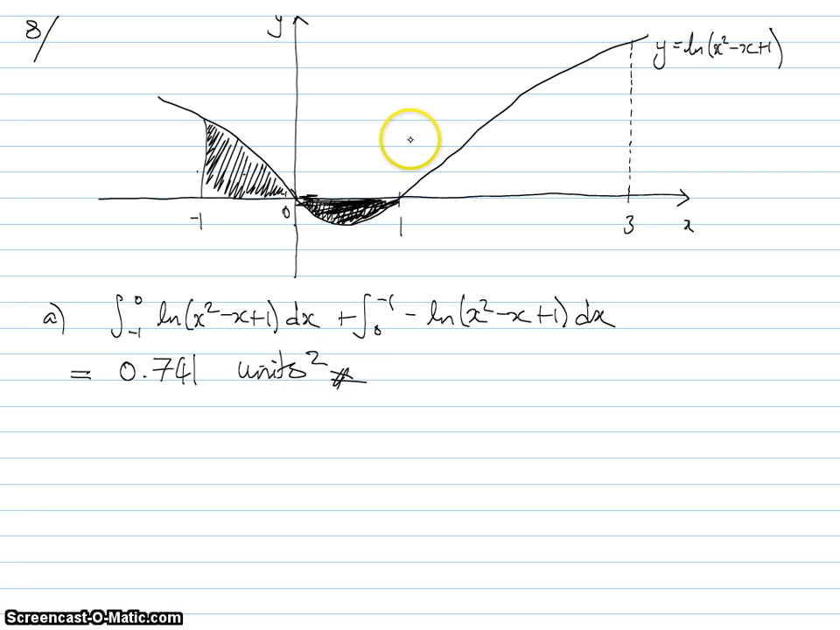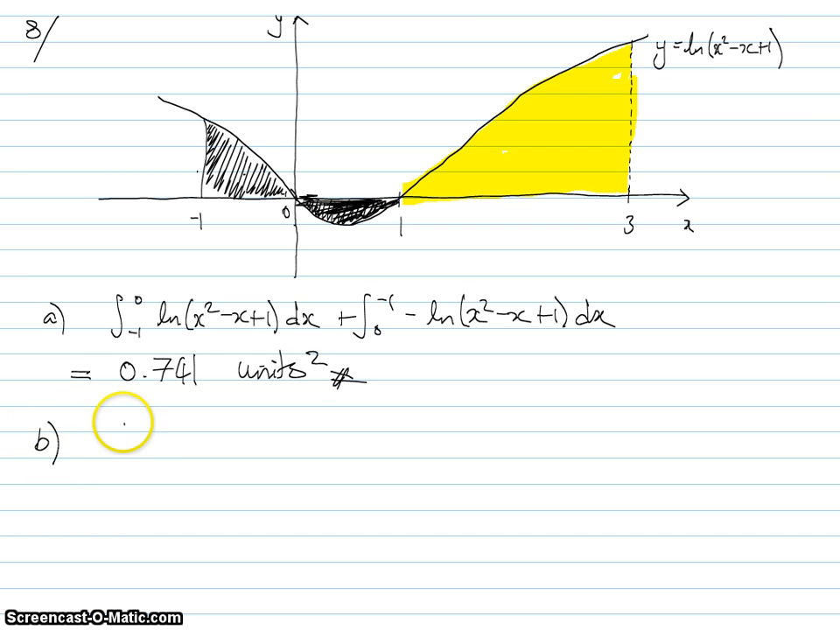The next part asks us to find the volume generated when this region here, bounded by the curve, the x-axis and the line y equals 3, is rotated 2 pi radians about the y-axis. So we're rotating about the y-axis, so what do we get?